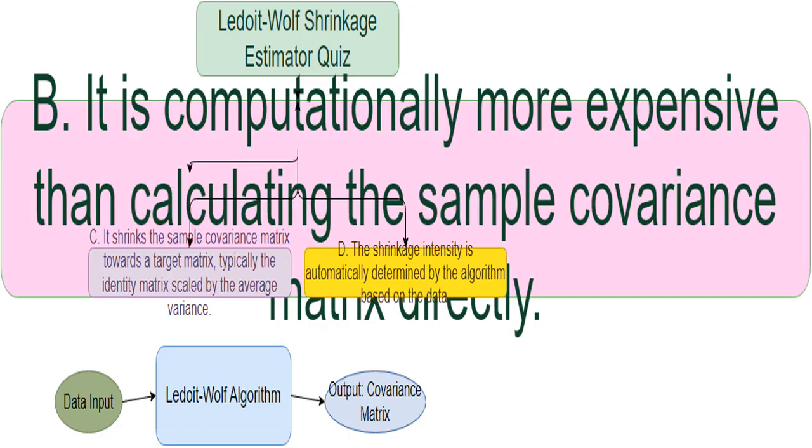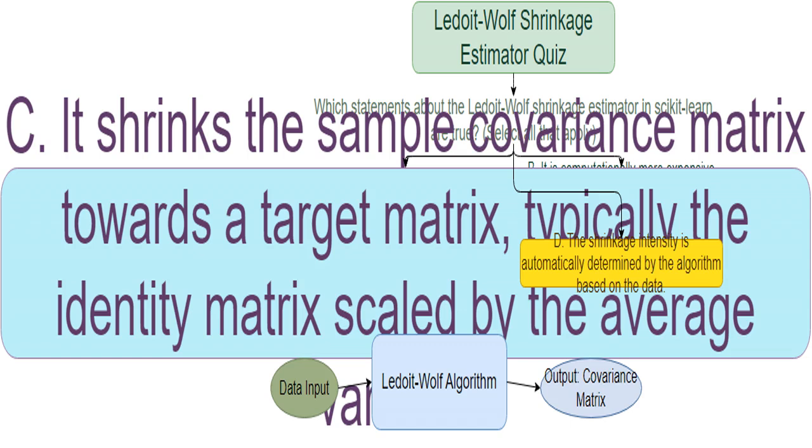This is true. Calculating the sample covariance is straightforward. But Ledoit-Wolff finds the best shrinkage intensity, which adds more steps and thus, more computing time. Absolutely true. That's the core idea. Ledoit-Wolff takes the sample covariance matrix and moves it closer to a simpler target, usually an identity matrix multiplied by the average variance. This is a great way to reduce noise and improve accuracy, particularly when dealing with many variables.